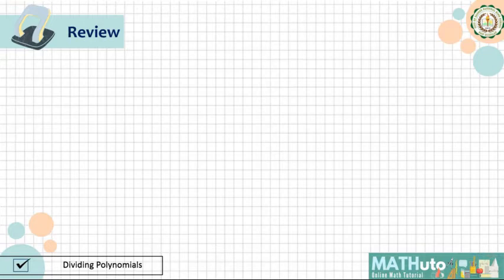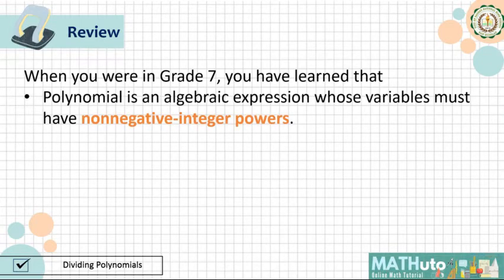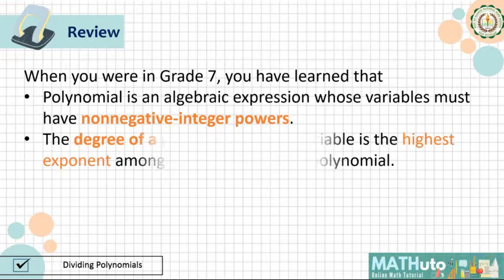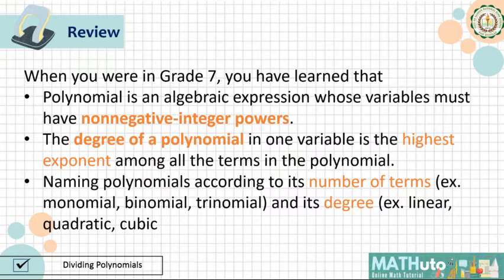Before we start our lesson, let us have first a quick review. When you were in grade 7, you learned that a polynomial is an algebraic expression whose variables must have non-negative integer powers. Also, the degree of a polynomial in one variable is the highest exponent among all the terms in the polynomial. You have also learned naming polynomials according to their number of terms, for example monomial, binomial, and trinomial, and also according to their degree, for example linear, quadratic, and cubic.